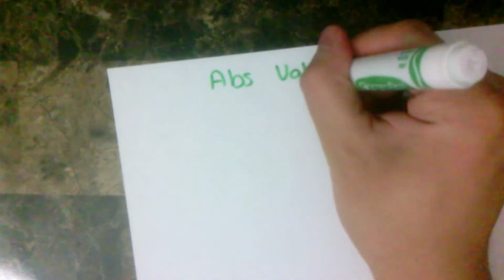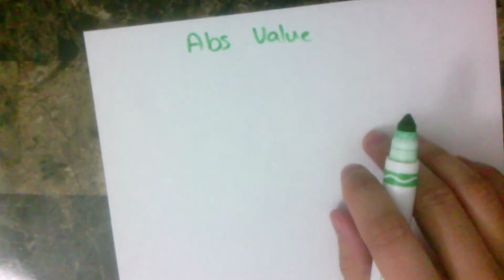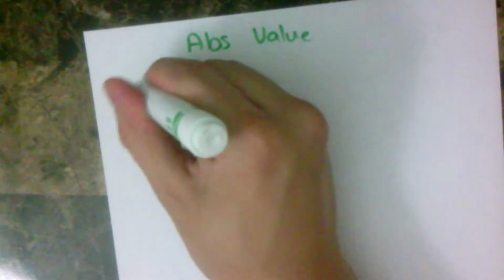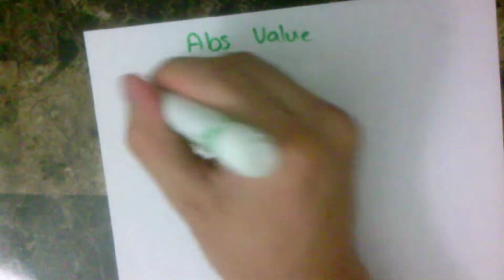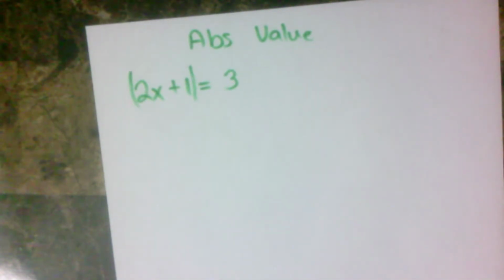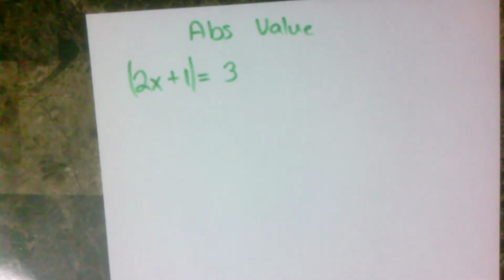Now let's go ahead and talk about how to deal with absolute value equations. So let's steal this one from the book. So these are absolute value equations. So with absolute value equations, you'll have something like this. 2x plus 1 equals 3. And the absolute value of this. Okay? So let's go ahead and go with a step-by-step process of how this works.